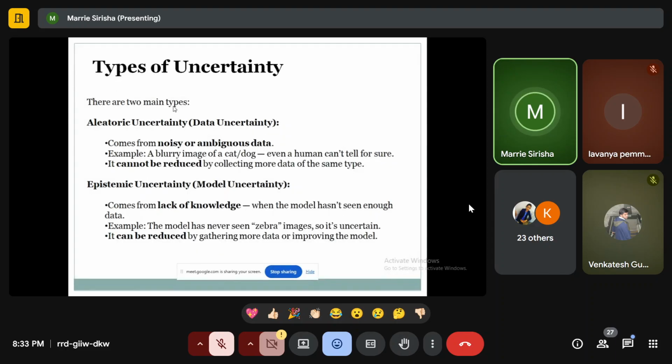In that you have different types. Here we are discussing only two types. So first one is aleatoric uncertainty. That is nothing but data uncertainty. For example, we are taking raw data, and in it we have noise. Noise is nothing but unwanted, unrelated data. That data you have to take.